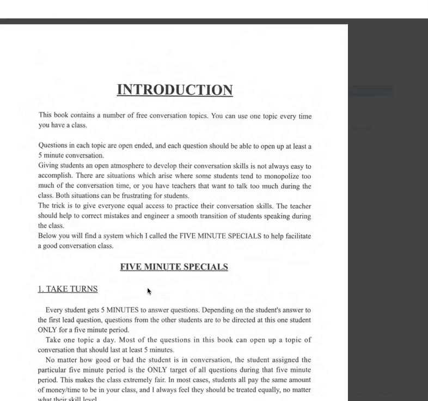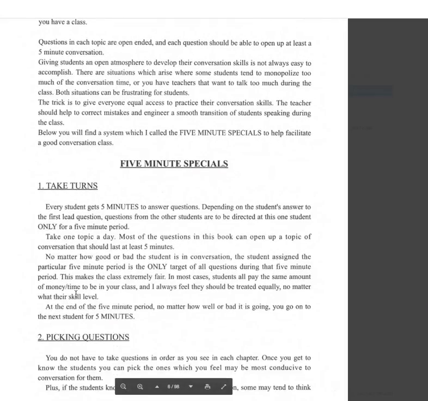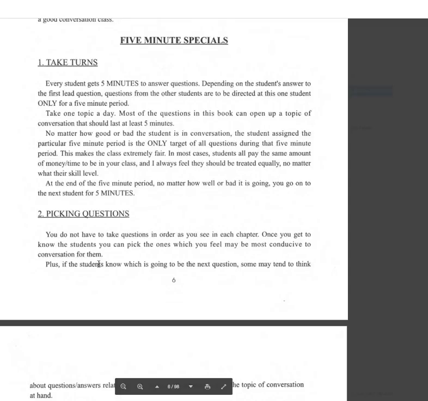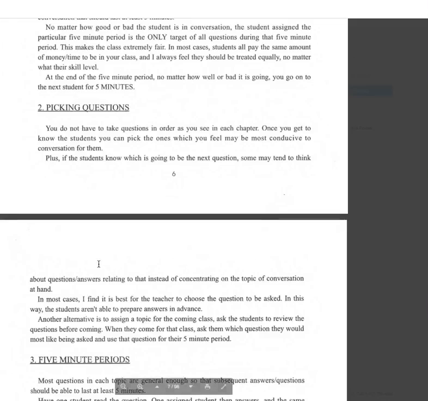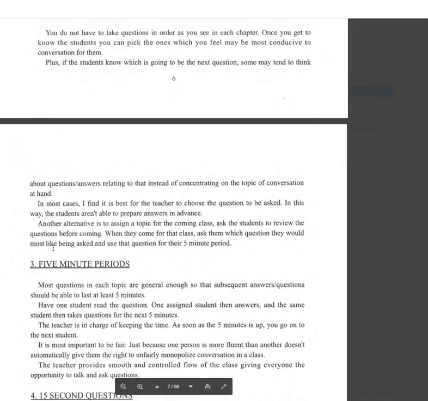So picture a class, will you, that has 10 students. What I do is I call these the 5-minute specials, and I take turns. I keep the clock. Each student gets 5 minutes. I pick the question. It's just a random question out of the 40 questions that you'll find in each topic. There are 5 minute periods, which I monitor.